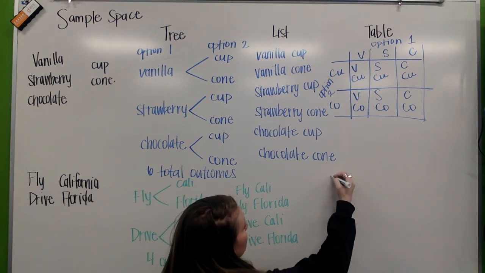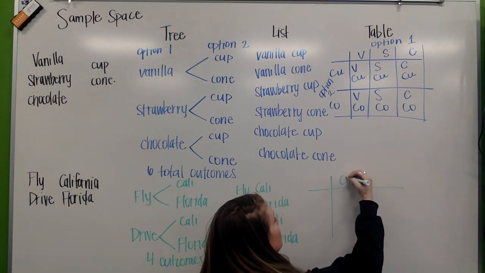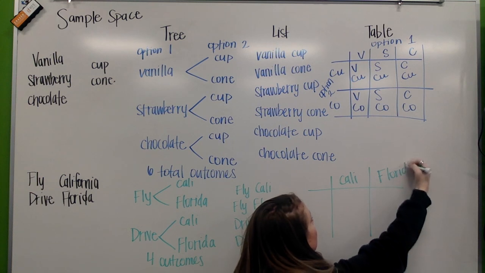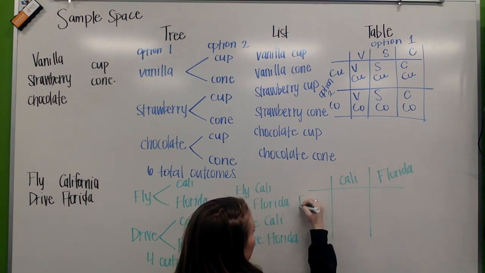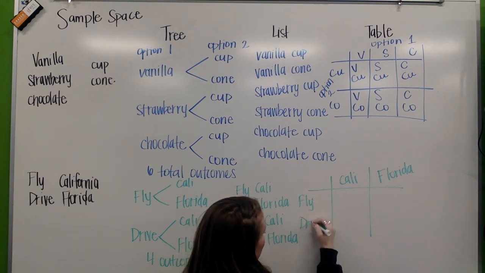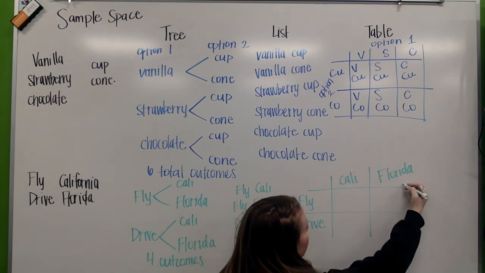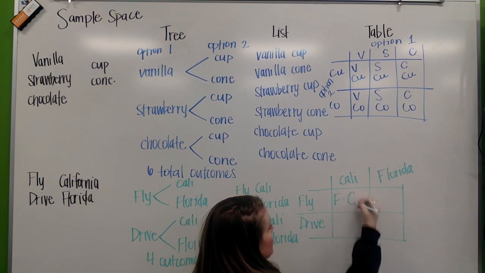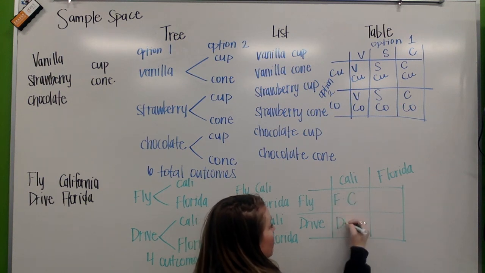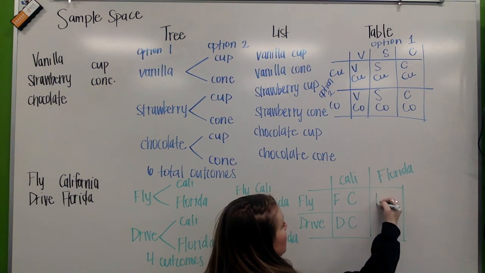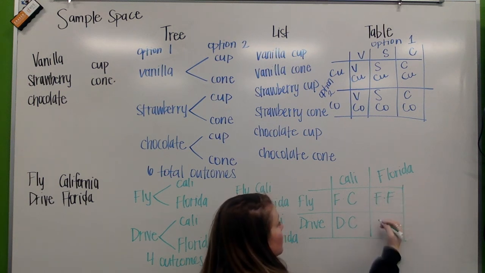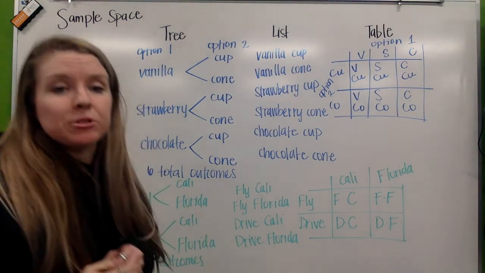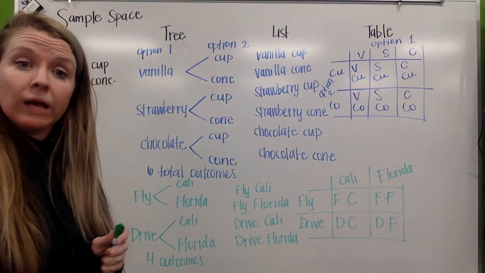And to build my table, so I'm going to list Cali here and Florida. I'll shorthand them in the table. Am I going to fly or am I going to drive? So I'm going to fly to California or I'm going to drive to California. I'm going to fly to Florida or I'm going to drive to Florida. All of these are representing our 4 total outcomes.